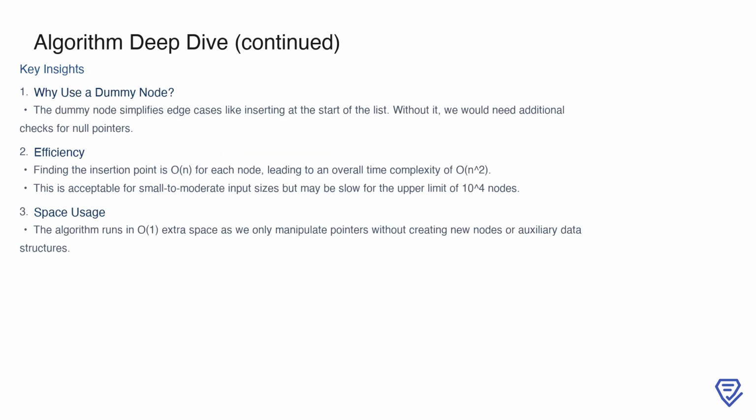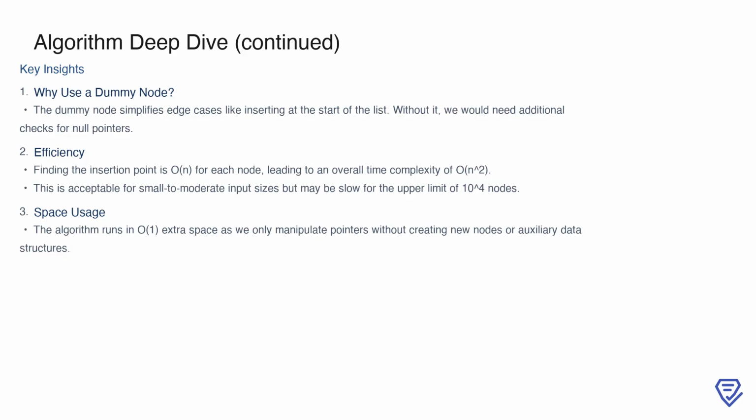There are a few key insights that help us understand the algorithm better. First, the use of a dummy node is critical. It simplifies the insertion logic, especially for edge cases where a node needs to be inserted at the very beginning of the list. Without the dummy node, we would need additional checks to handle null pointers and other special cases.